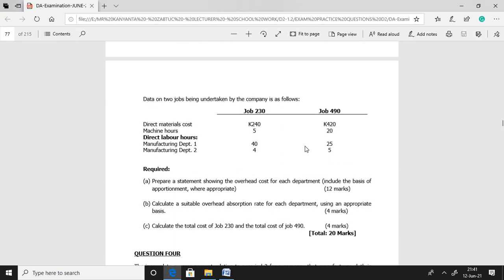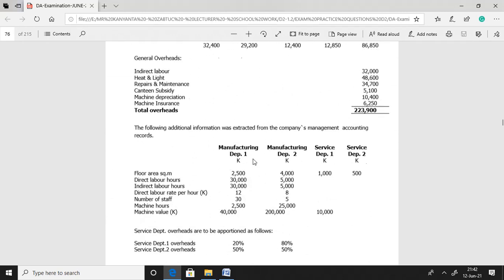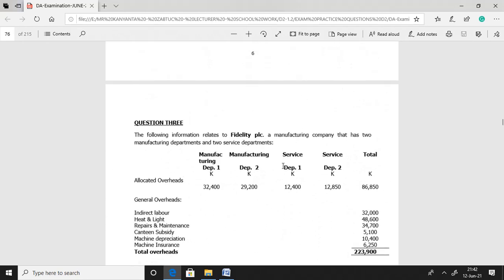So down there, this other part of the question is separate. This one is talking about job costing. Prepare a statement showing the overhead costs of each department, including the basis of apportionment, and calculate a suitable overhead absorption rate for each department using an appropriate basis. The first two questions are the ones we are going to work out in this video because they relate to overheads and of course accounting for overheads.